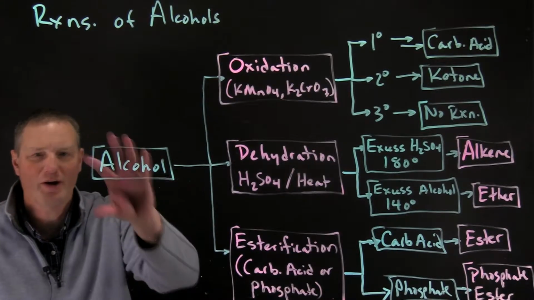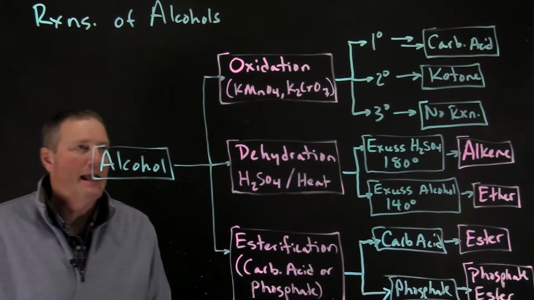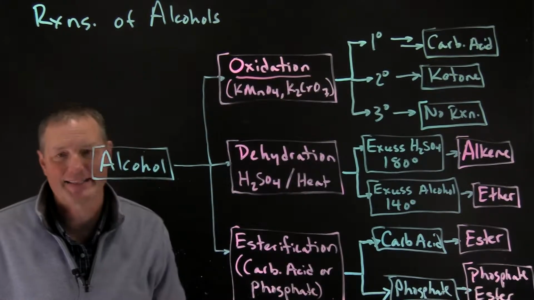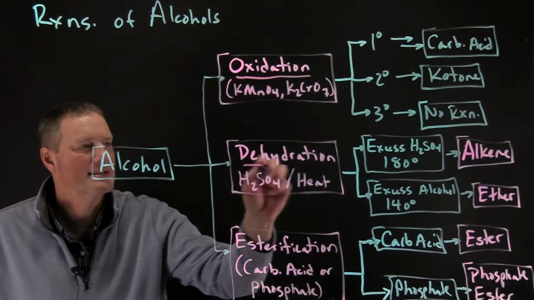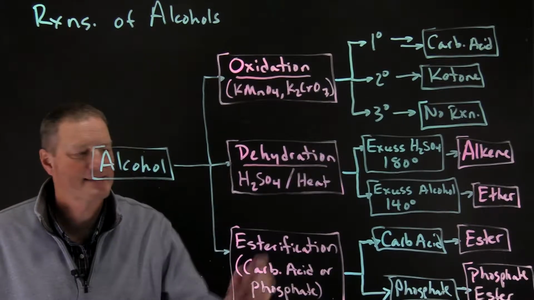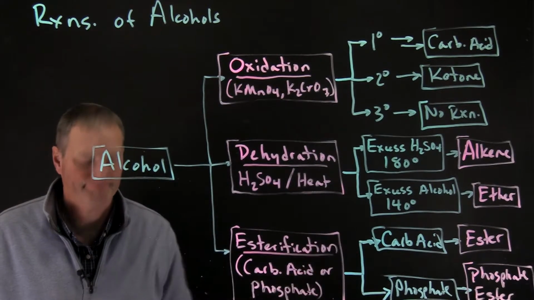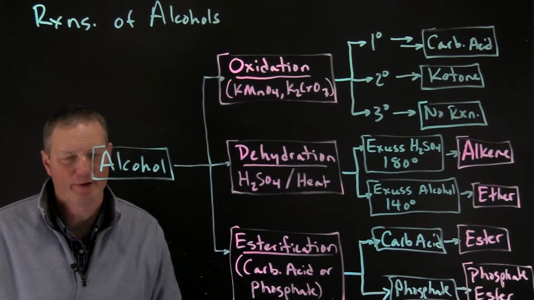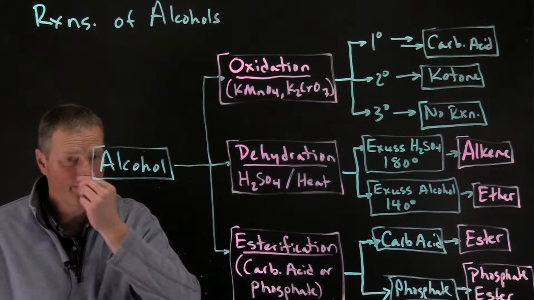So if we start with our alcohol here, and we look at the three main types of reactions. First is oxidation. Second is dehydration, and then lastly, esterification. And I've provided the types of reagents for each of these three main classes. Let's look at oxidation first.